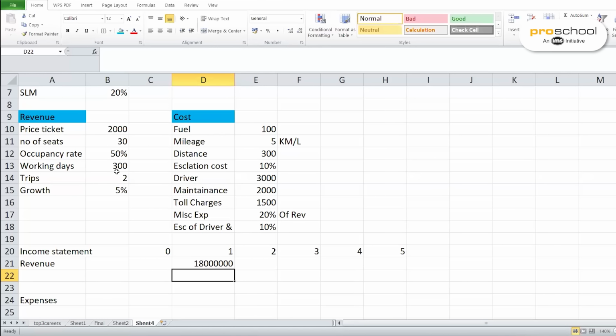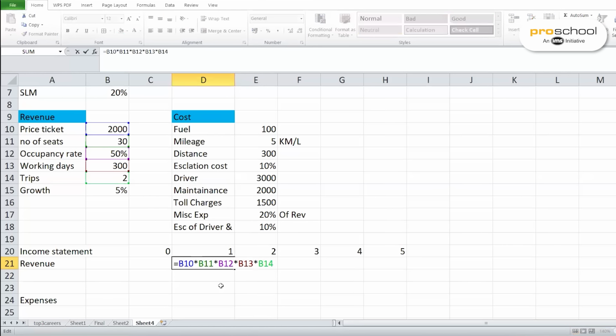Then I am doing it for 300 days in a year. So models are not made day wise. Models are always made for a year. So this is how I will break up my formula: price of the ticket, number of seats, occupancy rate, number of days, and number of trips. So this is how I will calculate my revenue.